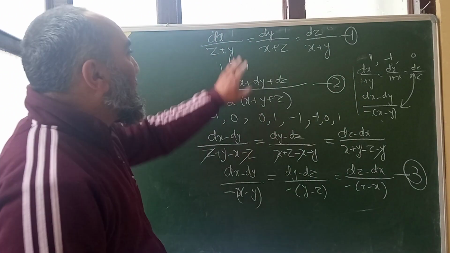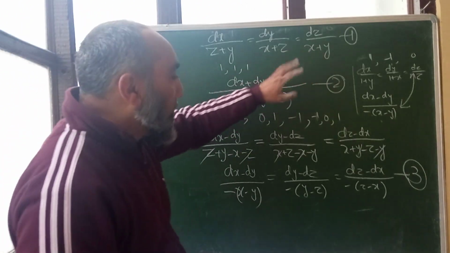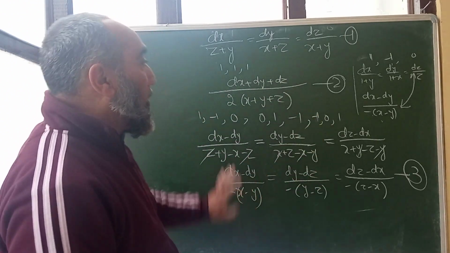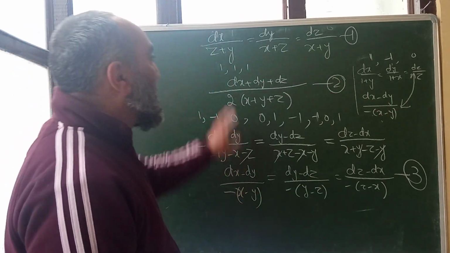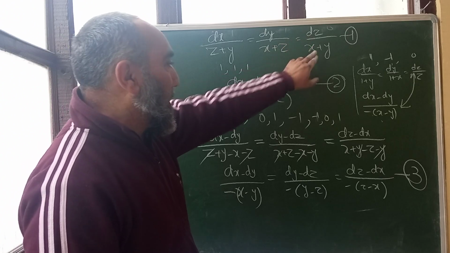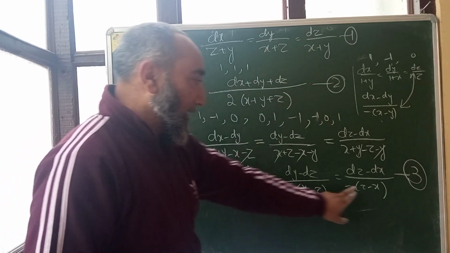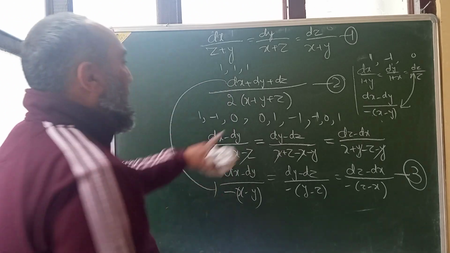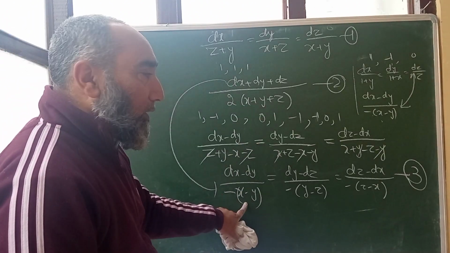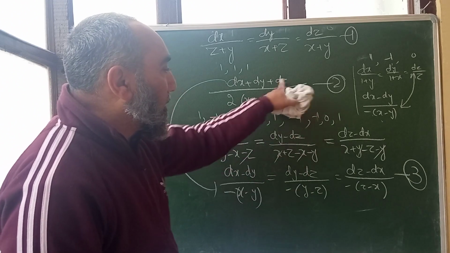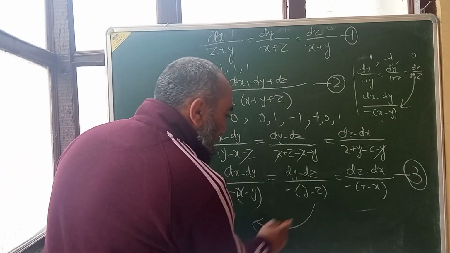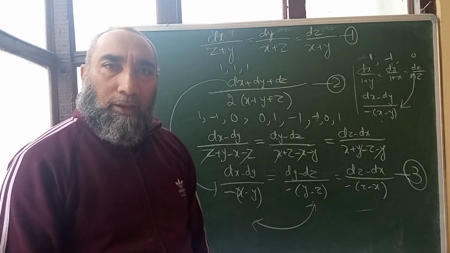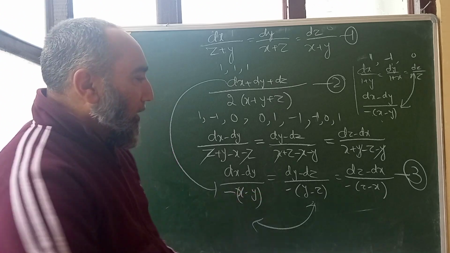Now, instead of these three fractions, you have 4 different fractions, or you have 7 equal fractions. 1 is equal to 2 is equal to 3 is equal to 4 is equal to 5, 6 and 7. You can choose anything. You can choose this and this, we'll get log of x plus y plus z and log of this. This and this, log of this. This and this, or this and this. You need only 2 solutions. Okay? Got it? Next.